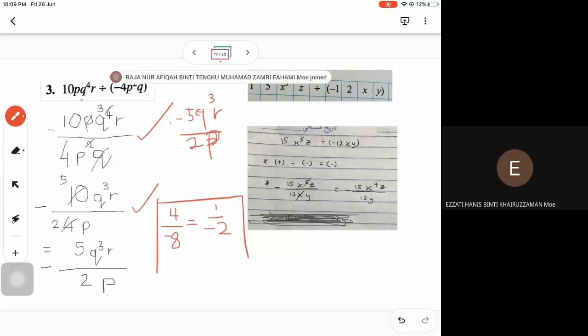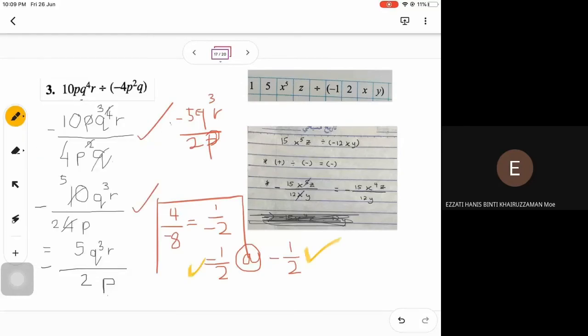Your final answer must be written as negative mesti duduk atas. If the final answer is a negative fraction, the negative sign must be placed at the numerator, dekat yang atas. Ataupun negatif duduk tengah-tengah macam tu. Negatif 1 over 2. Ini barulah dikira sebagai jawapan akhir. Kalau you tinggal jawapan macam ni, dia kira belum lagi jawapan akhir. Okay, that is why di sini kita letak negatif dekat atas.